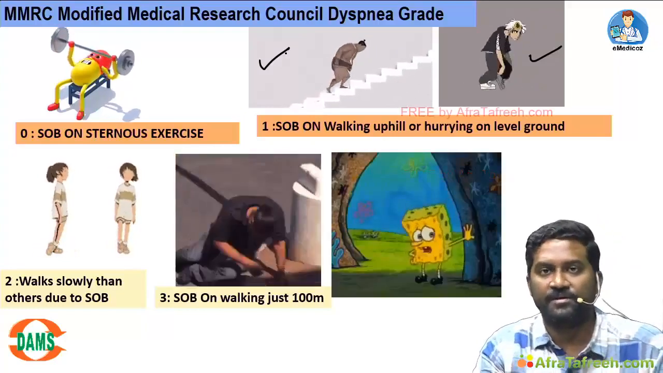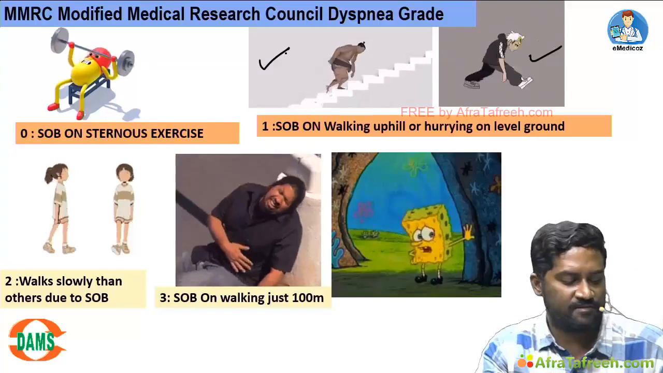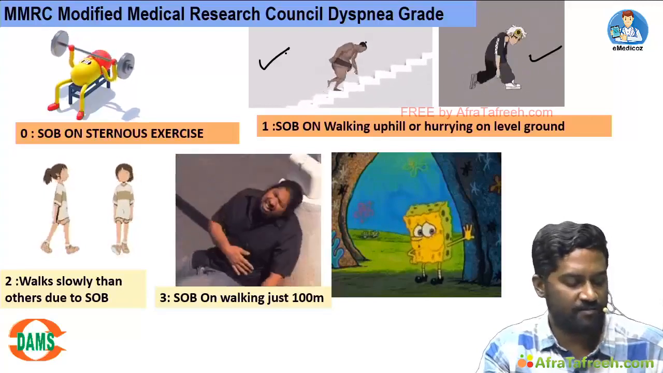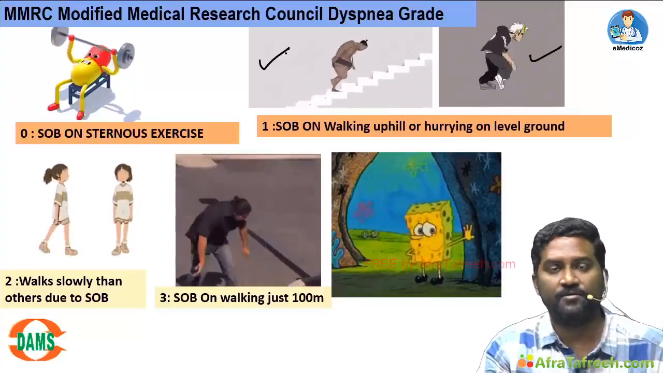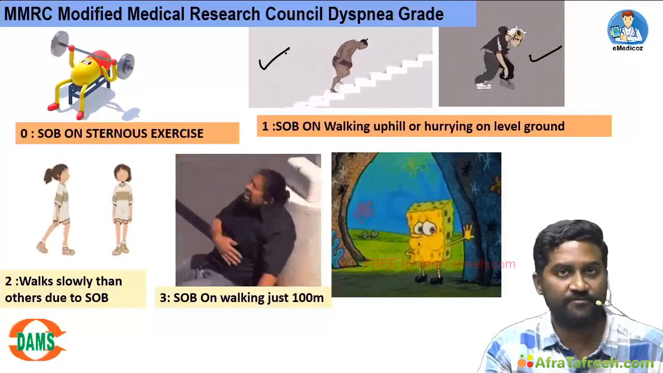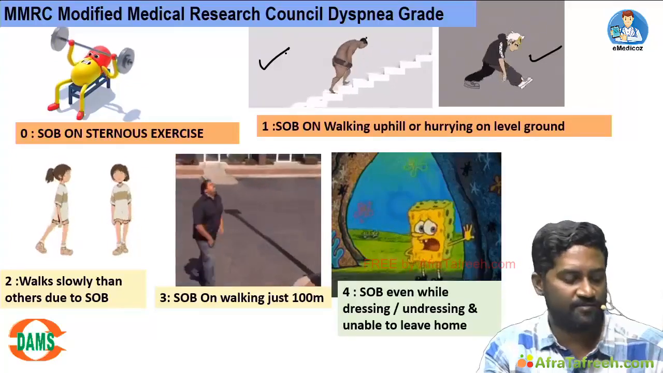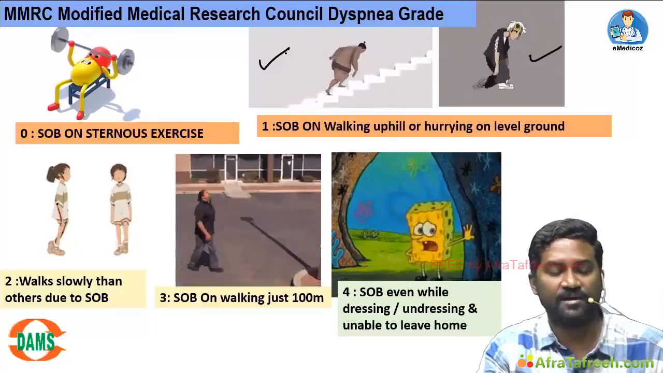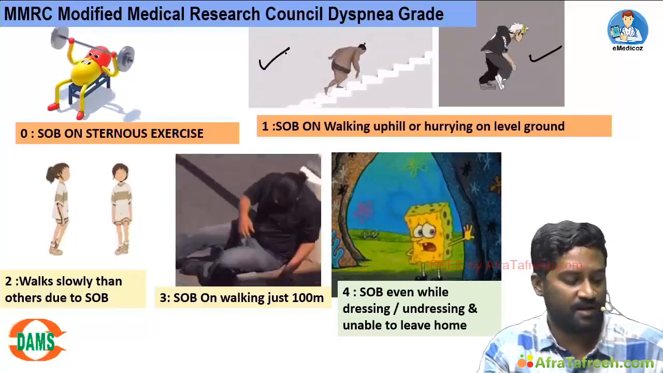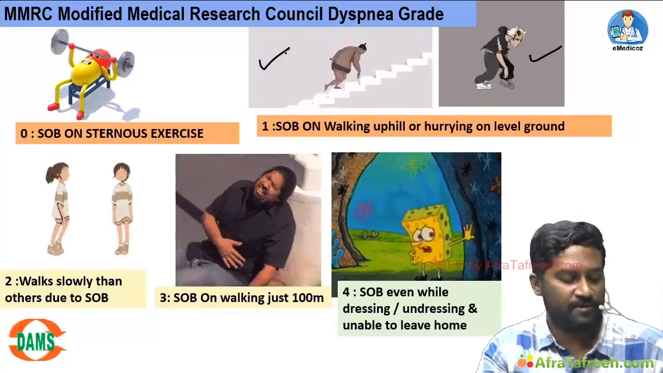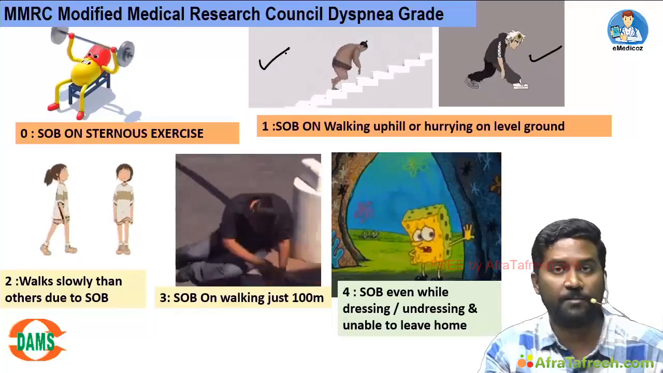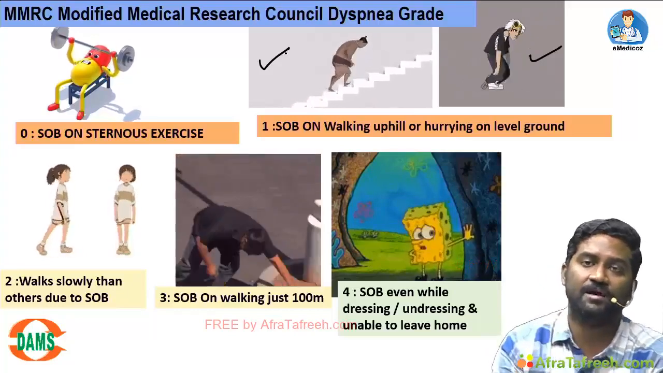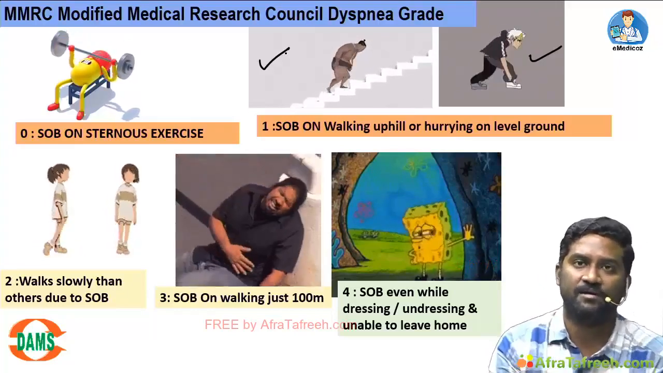Then this patient is just standing there, and even at rest he is having breathlessness. What is this phenomenon? This is grade 4. The patient will have shortness of breath even at rest. Even while dressing, undressing, the patient will have shortness of breath. This is the Modified Medical Research Council grading of dyspnea for respiratory disease.